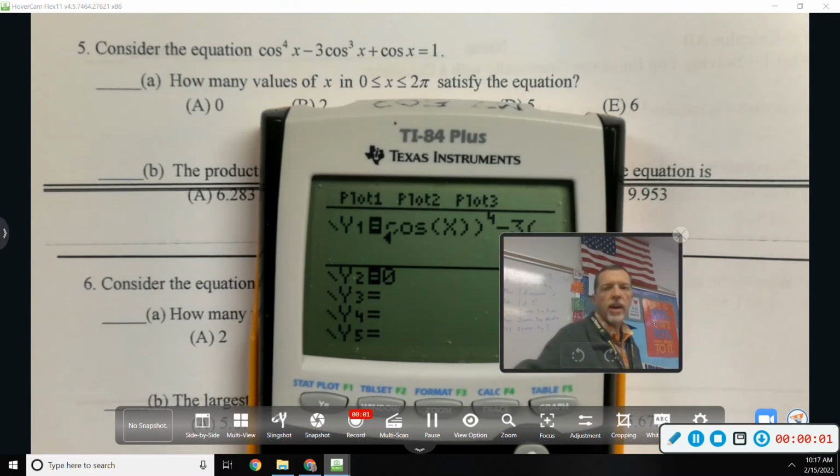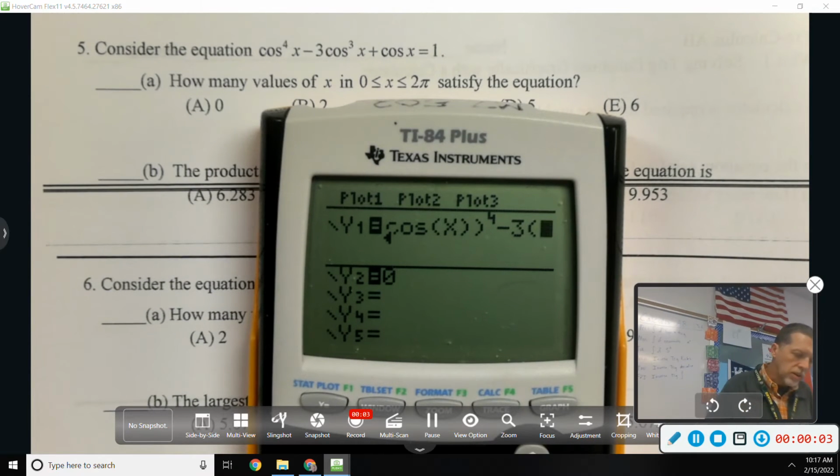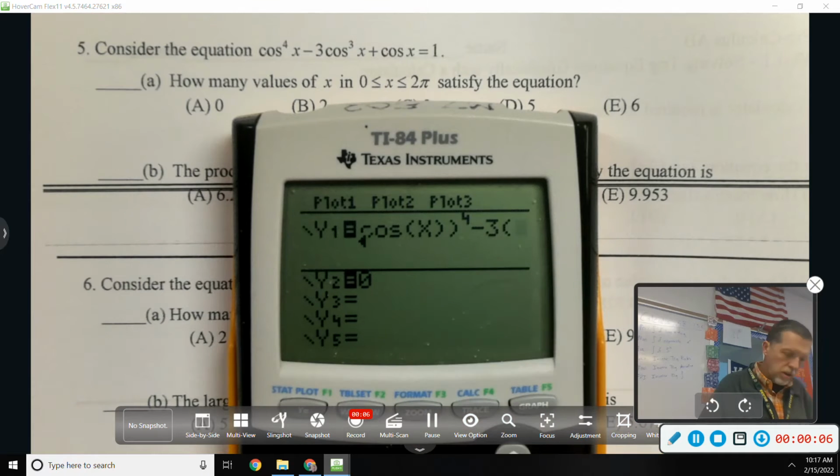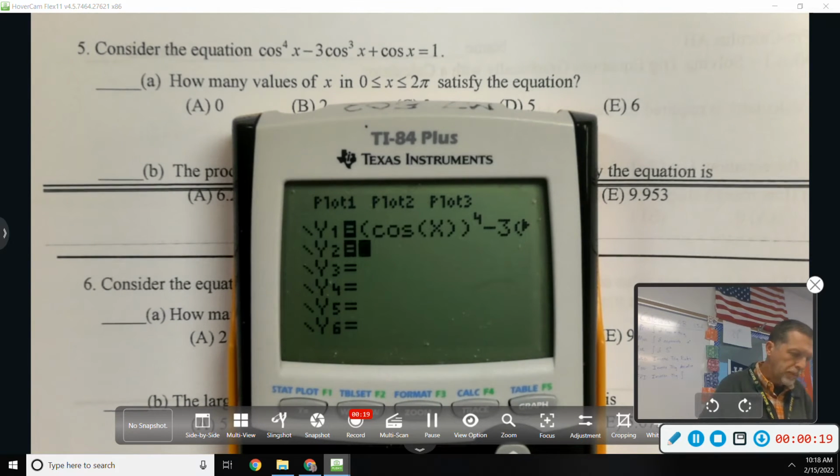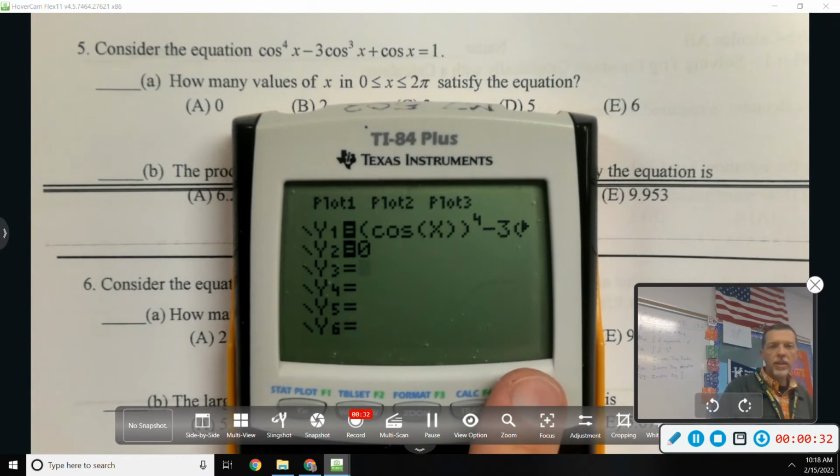Looking at number 5 from worksheet 1. 3 cosine of x cubed plus cosine of x minus 1. And make sure you put y2 equals 0. Some people are having trouble doing the intersection, and the reason is they don't have y2 equals 0. They don't have a second equation to intersect with.